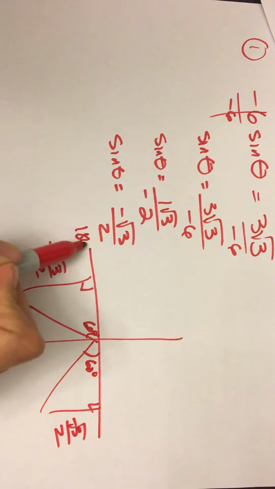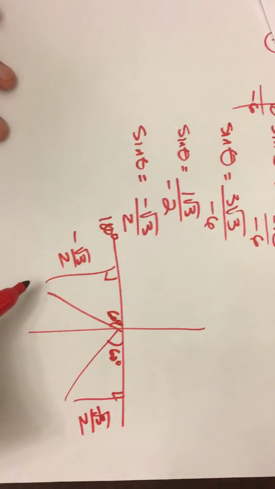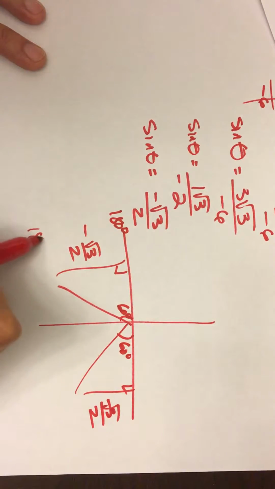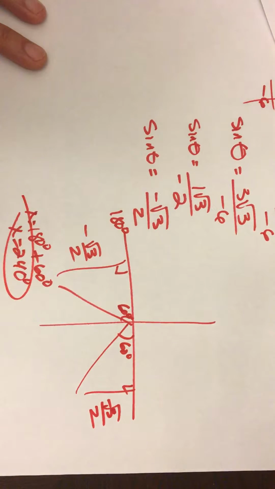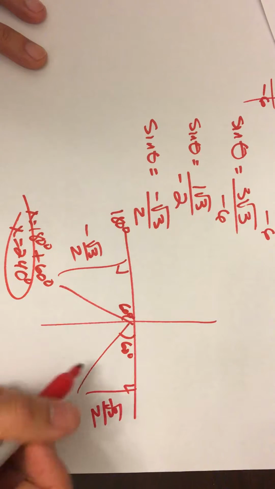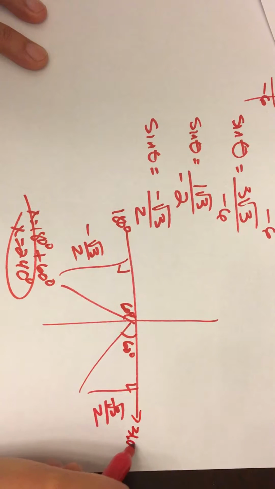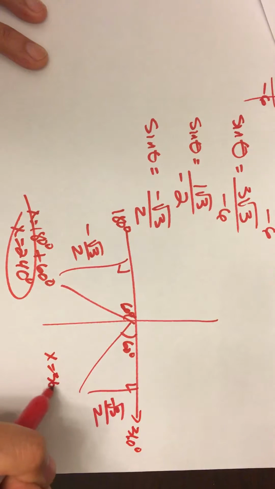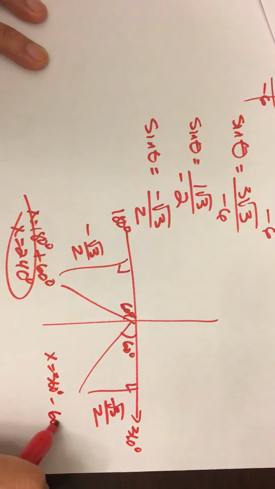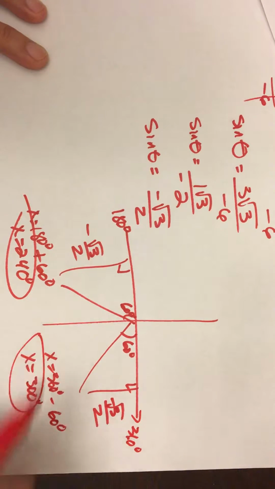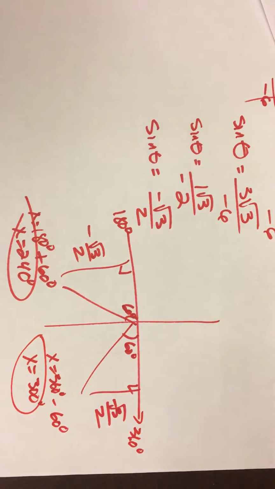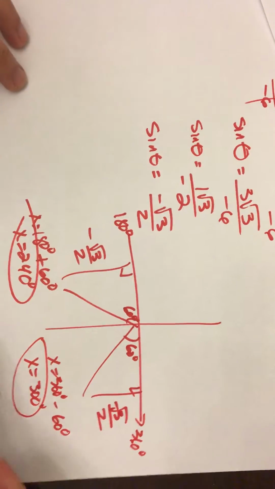So, in order to identify our solution in the third quadrant, we're going to take 180 degrees plus 60 degrees, and that's going to give us 240 degrees. Over here, we're going to take 360 degrees, and we're going to subtract 60 degrees, so our solution will be 300 degrees. So those are the 2 solutions of our equation.